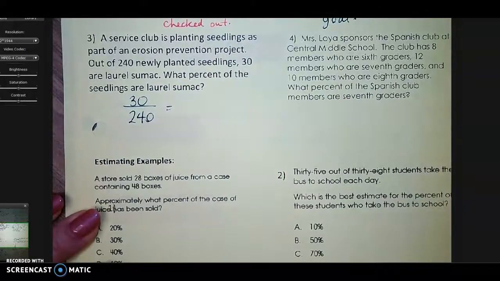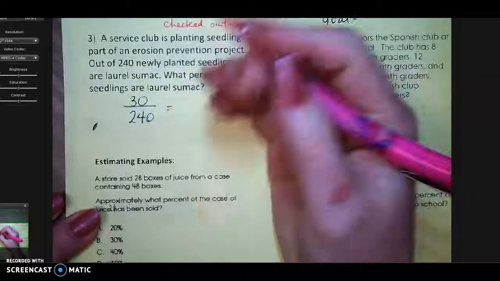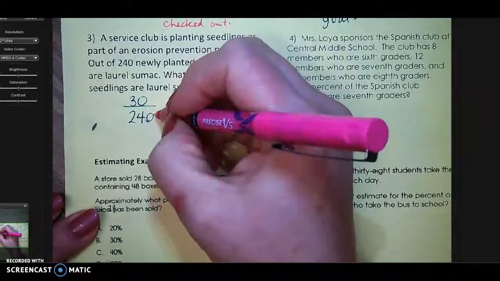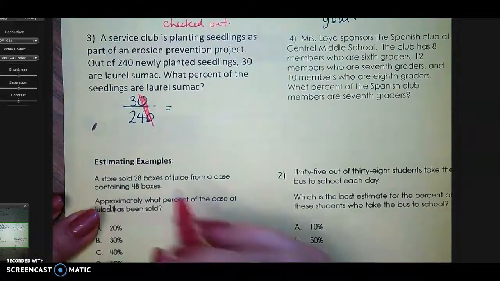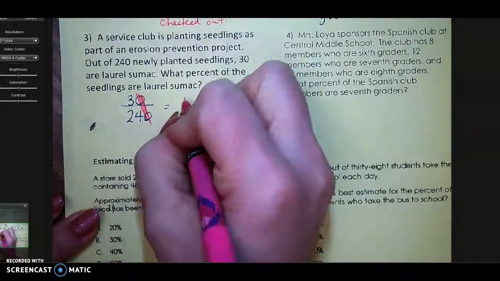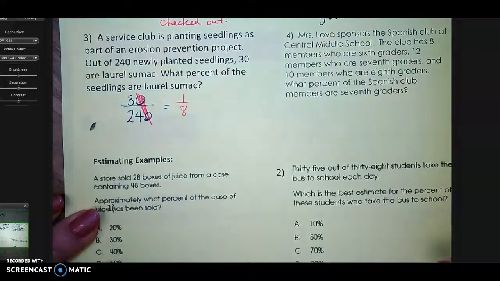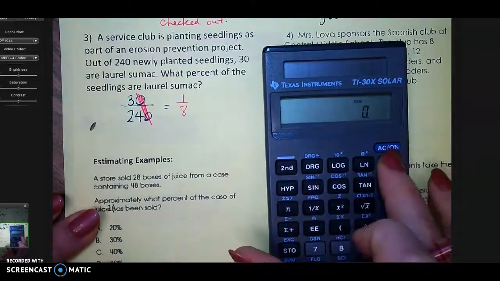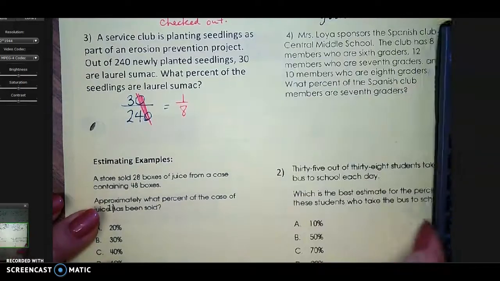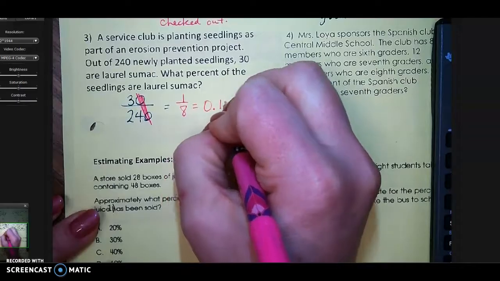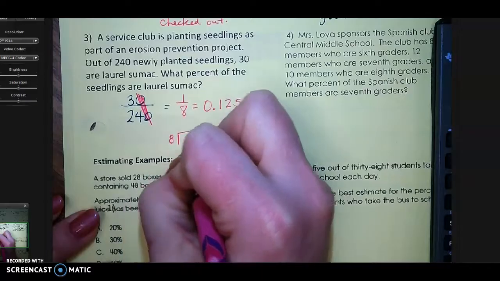Now, I always teach my kids about the zero buddies. So if I have a division problem or a fraction that I want to reduce, if there's a 0 in the top and a 0 at the end, and there's no decimal points involved, I can cancel those zero buddies out. So this becomes 3 over 24, which means I could reduce it to 1/8, which, if I have to do long division without a calculator, makes my life a whole lot simpler. So 1 divided by 8 is going to get me 0.125.